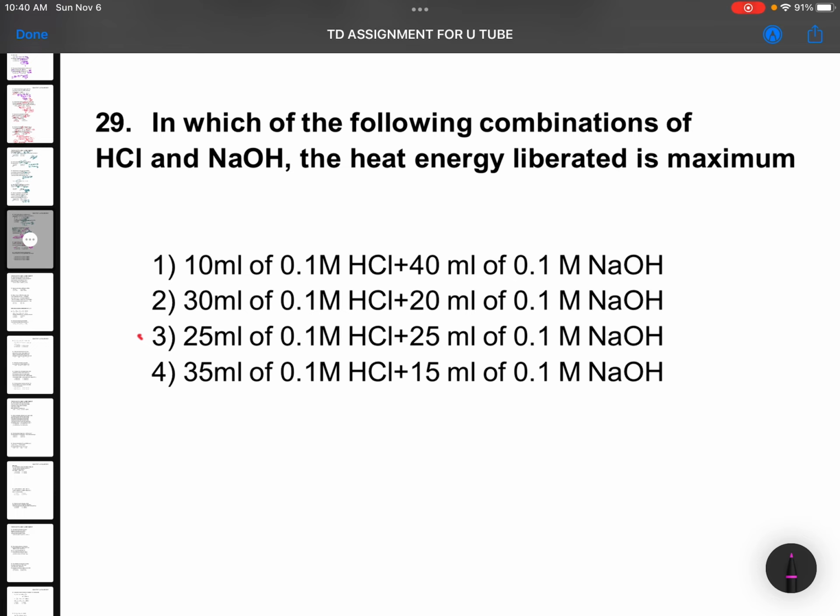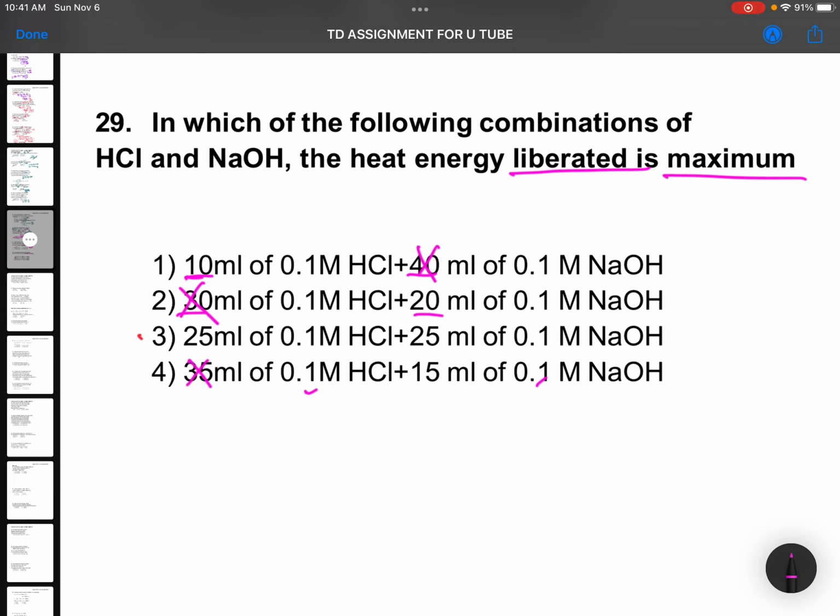In which of the following combinations of HCl and NaOH is the heat energy liberated maximum? First you see which is the limiting reagent. Here the concentrations are all 0.1 only, so don't worry about the concentrations. 10 ml, 40 ml, so I am cancelling this. 30, 20, you cancel this. 25, 25, both are equal. 35, 15, this is cancelled.